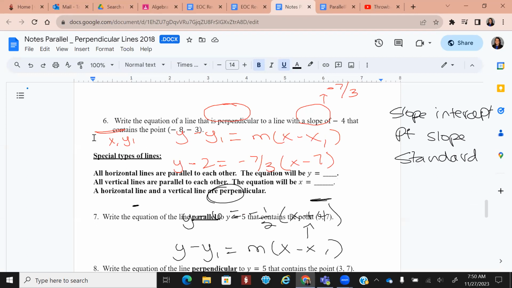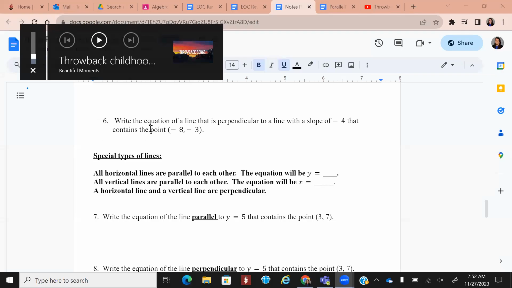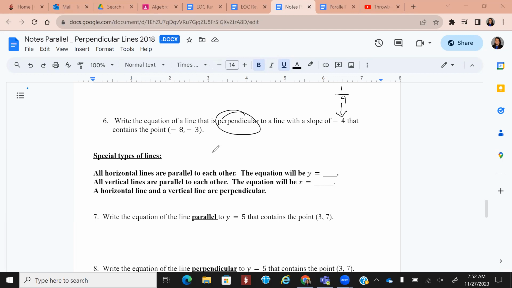Number 6. Go ahead and take a moment. Try number 6. Okay. So on the next one, it says write the equation of the line that is perpendicular to a line with a slope of -4 that contains this point. Okay. So if I'm doing perpendicular, I'm going to change this to a negative reciprocal. So I'm going to flip it, and that's going to be 1/4. It's now going to be positive. And then now I'm going to write the equation. So I've got y plus 3 equals 1/4 times x plus 8. Again, where these pluses come from is the original function or original formula.